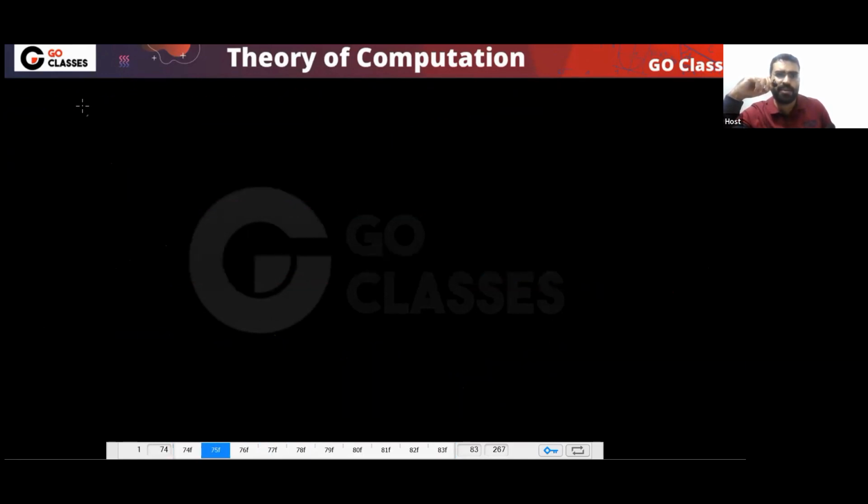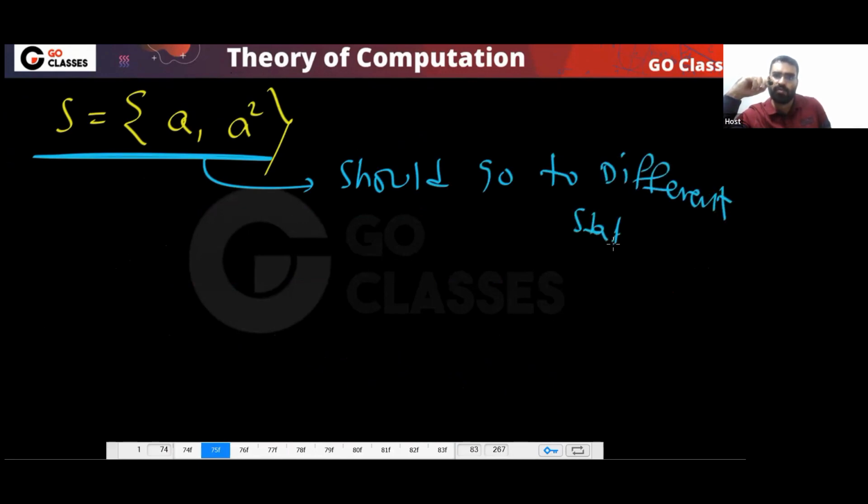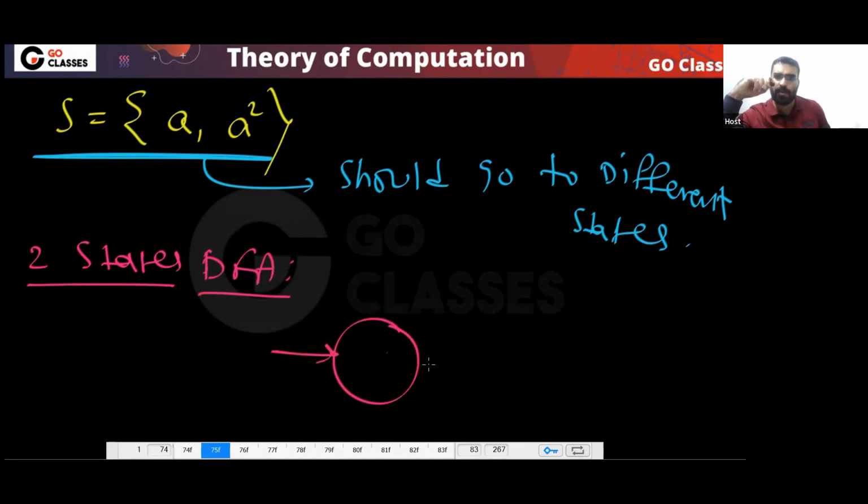Because you can notice, if I give you, for example, this set, can I say a 2-state DFA is enough? The strings should go to different states. Then tell me, can I create a 2-state DFA? Yes, of course I can create a 2-state DFA. For example, I can create this DFA, where on A it will go here. So a 2-state DFA is fine.